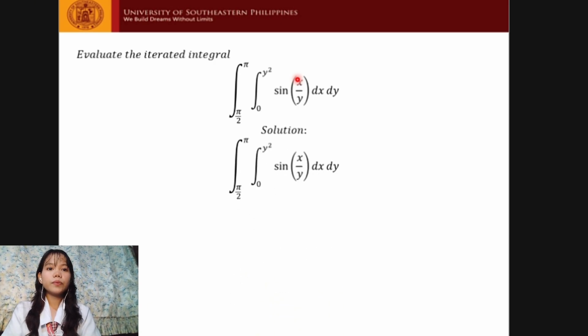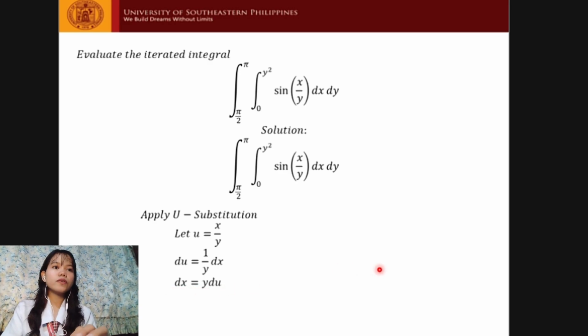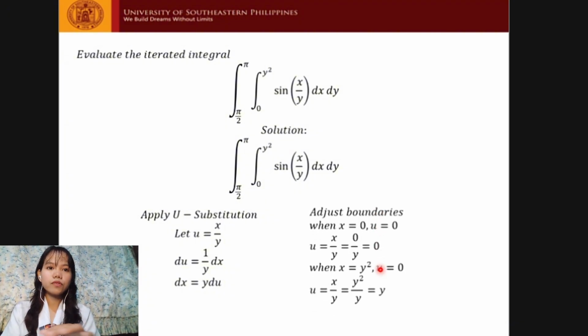So for this one, we are going to apply the u substitution. So what we're going to let here is that u be equal to x over y. So let u equal x over y. So what we have now is the derivative of u, which is equal to 1 over y dx. And what we have right now is dx equals y du. So for this one, we also have to adjust the boundary since we apply a u substitution. So it will be easier now, so we won't have to substitute back what we let earlier.